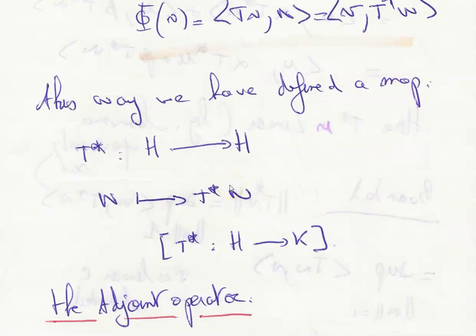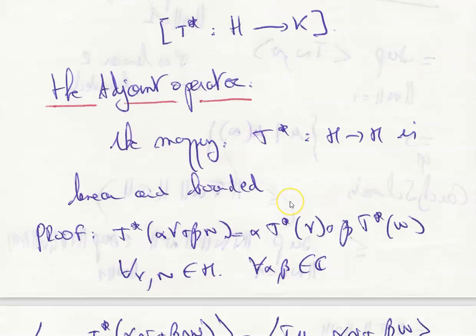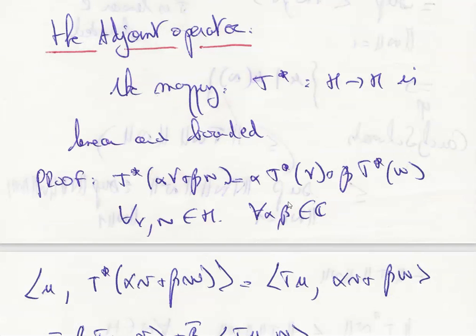So in this way, we just define a map that we can call T star. T star goes from H to H, and takes a vector in our vector space and gives us T star of V, of W. So T star goes from H to K. So now let's enter into the major consideration of the adjoint operator: how it applies, what are its properties.